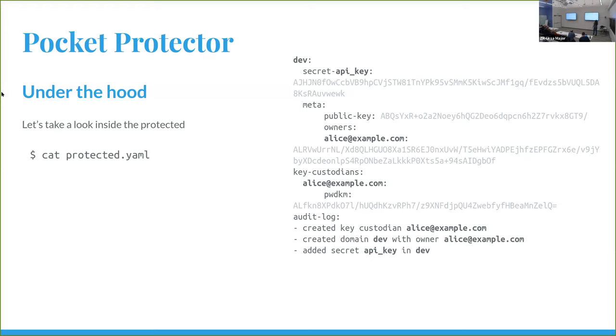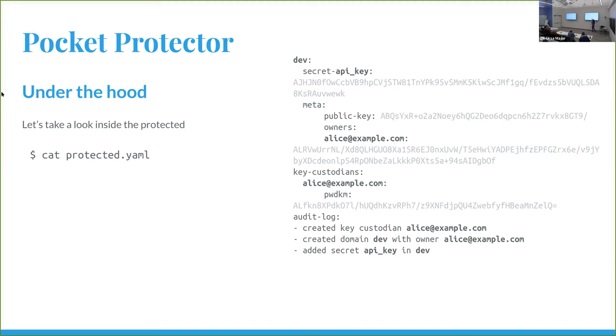So if you just cat the protected.yaml, you'll see that we have that dev domain that we created with the secret API_key that we added, and then a whole bunch of gobbledygook that is basically Base64 encoded, encrypted secret box data. We have the owners listed here. This tells me that Alice at example.com has access to the dev domain, and key custodians, which is just a top level thing that's separate from all of the actual namespaces for keys, which just tells me all the potential people who may be able to be granted access to the domains in the file.